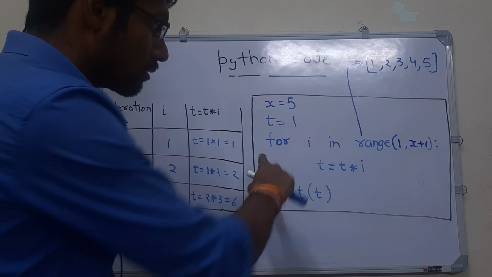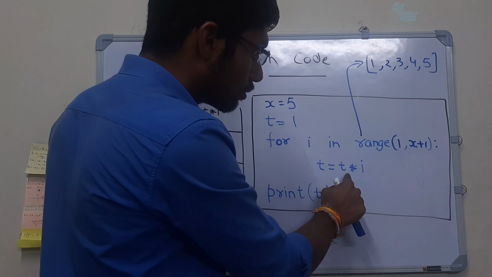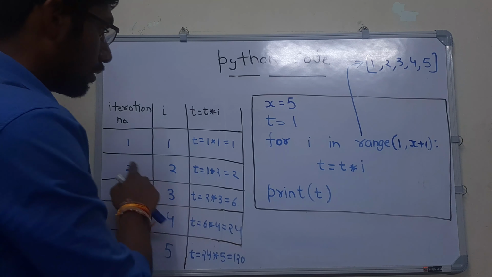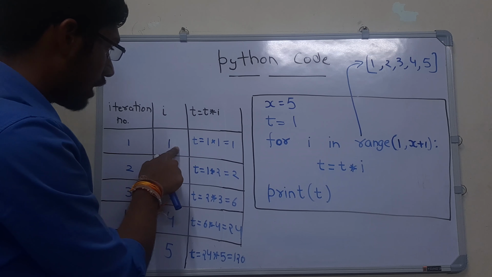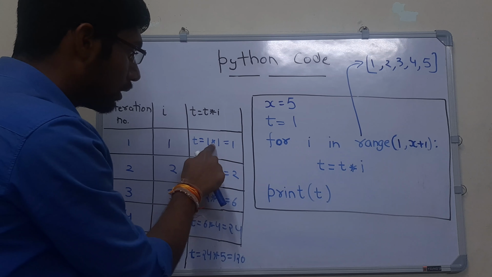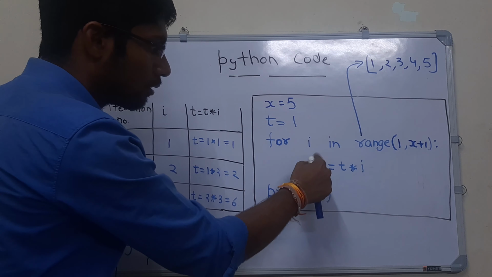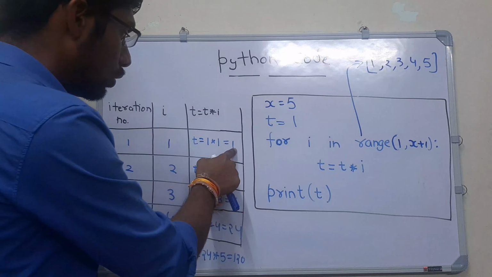In the first iteration, it will see this syntax, which is t equals t into I. Initially my t value is 1 and I will take value 1 from this array. So 1 into 1 equals 1. This value 1 will be assigned to the t variable, so the previous value will be replaced by the new value.